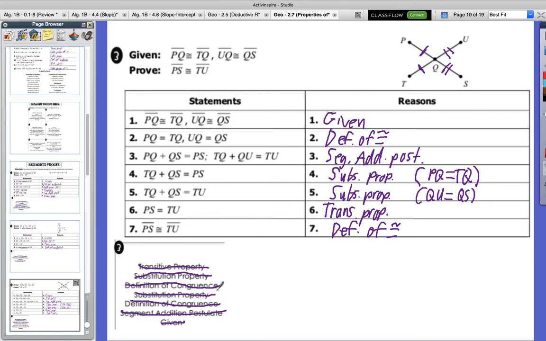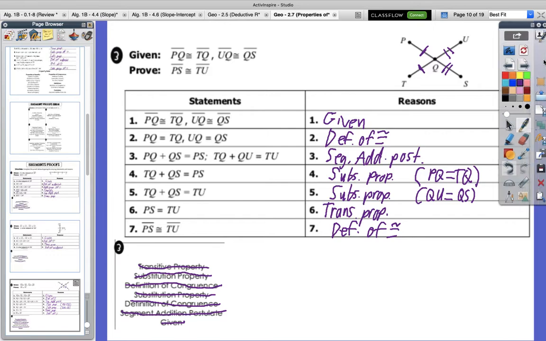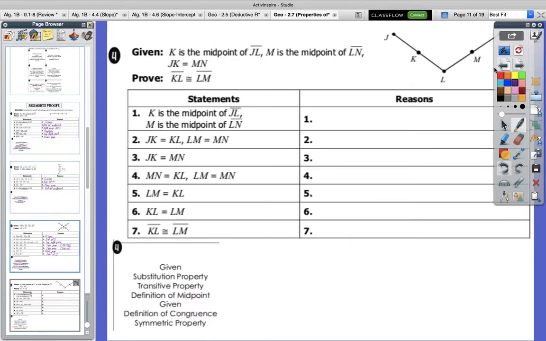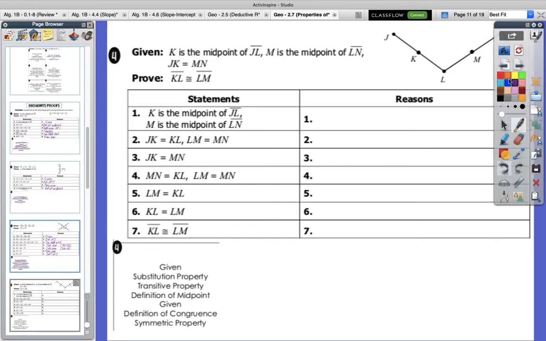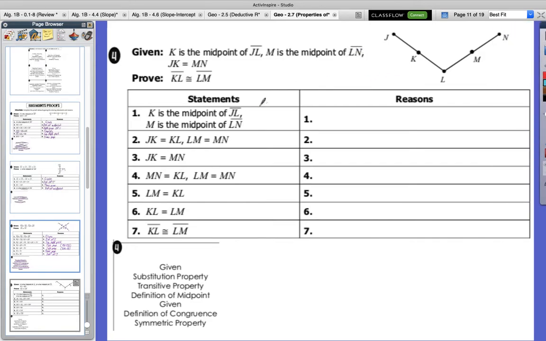Continuing on here, we have lots and lots of proofs, and we actually won't cover every single one of them right now because there's 12 proofs here. I don't want you to cover every single one of them, but I want you to get an idea and a flavor for these. So let's work on number 4. We're told K is the midpoint of JL, and M is the midpoint of segment LN, and that the measurement of segment JK is equal to the measurement of segment MN.